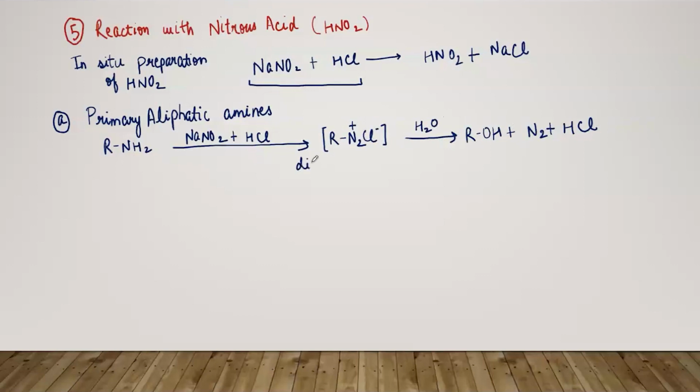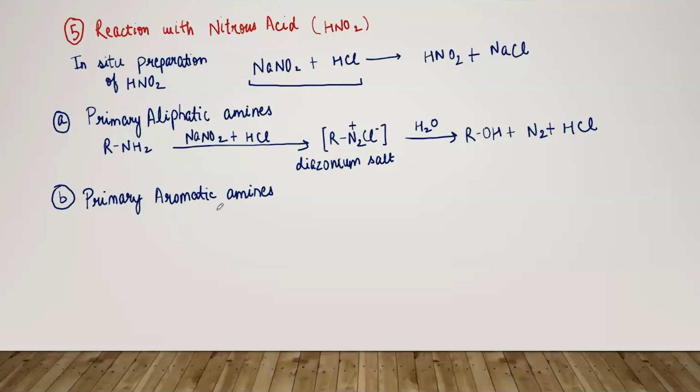So this is the diazonium salt, which is very unstable. Now we'll do the similar reaction for the case of aromatic primary amines. The primary aromatic amines react with nitrous acid. They also form diazonium salts, जैसे कि aliphatic amines कर रहे थे. But the only important point here you should remember always कि this reaction always takes place at very low temperatures.